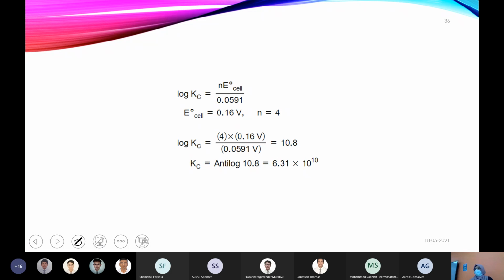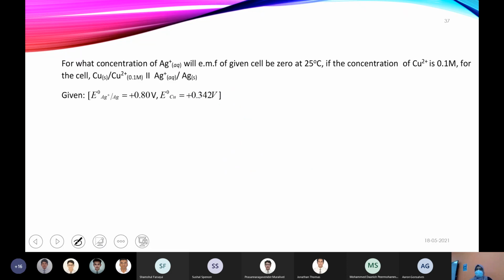So can we do one more last? I know it's a little difficult, but still, a short question from electrochemistry, part of a 5-mark or 3-mark question, will come. One last question of a different type. For what concentration of Ag plus will the EMF of a given cell be 0 at 25 degrees Celsius if the concentration of Cu2 plus for the cell is this one.